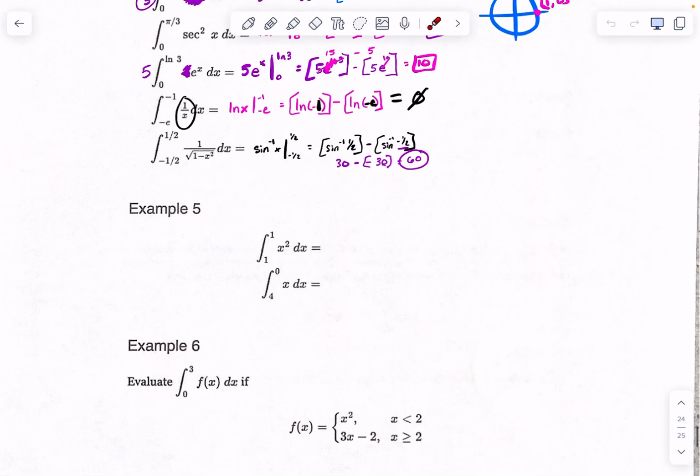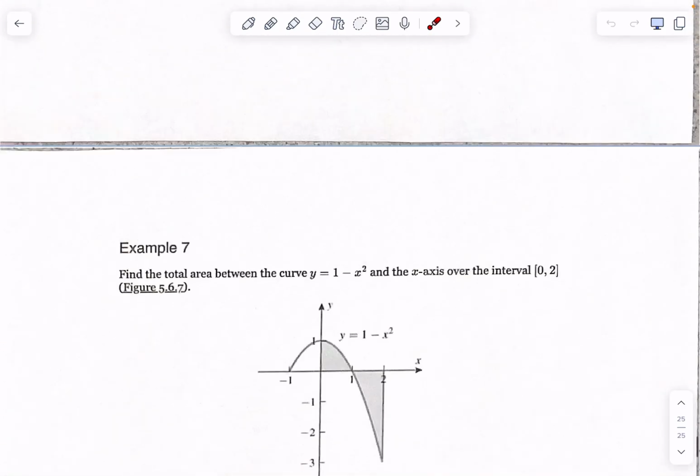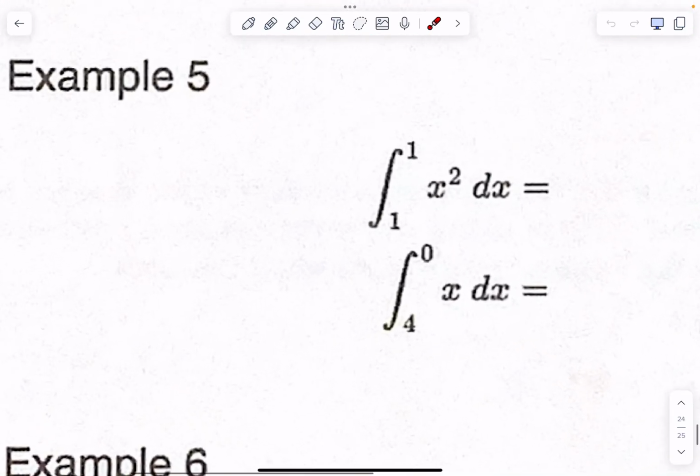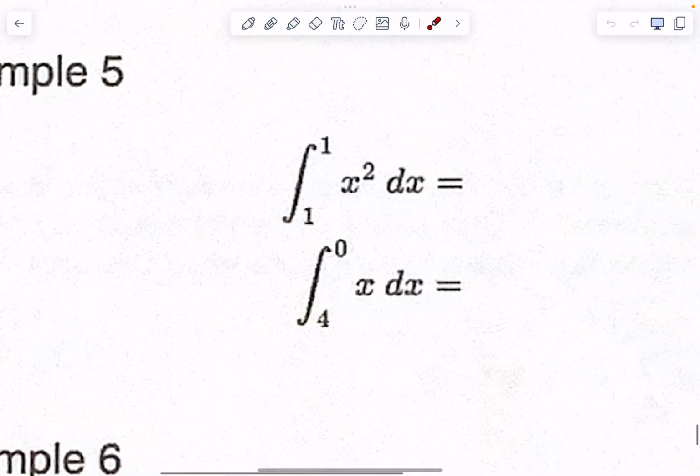We just got done with example 4. So we've got 5, 6, and a little bit left on the backside. So here we go. Number 5. Oh, you know how to do this.